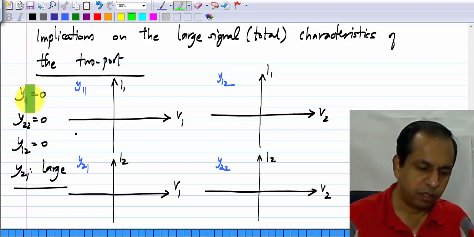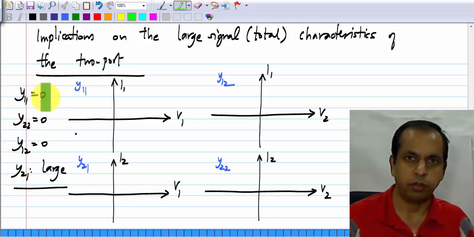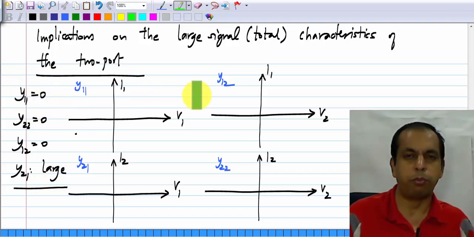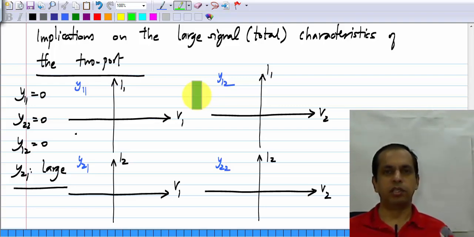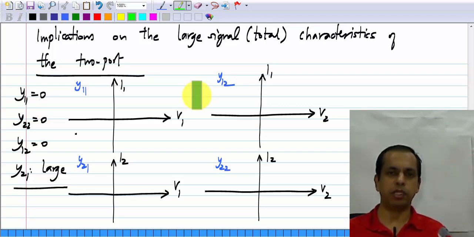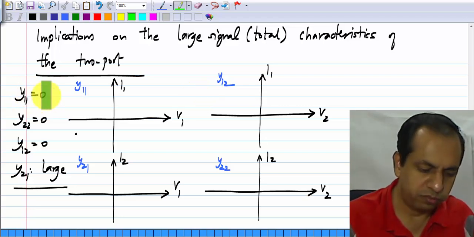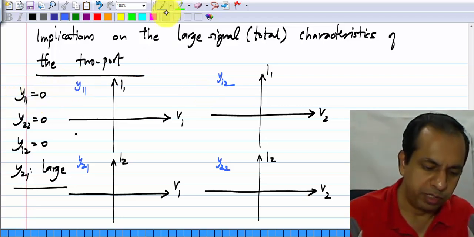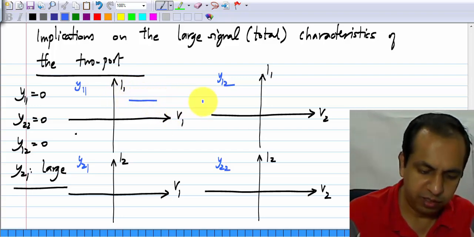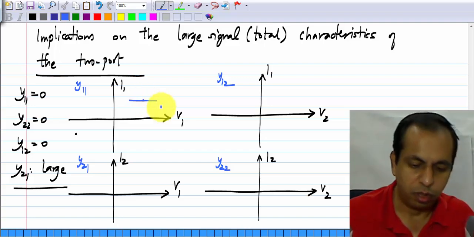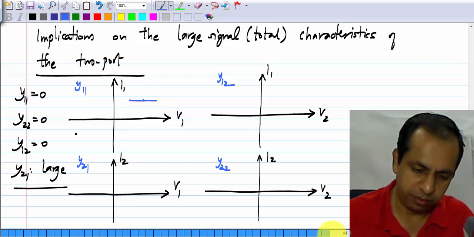Now, what does it mean to have y11 equals 0? By the way, these are only around some operating point. You have to choose the operating point correctly, okay, because the total characteristics of the nonlinear device can be anything. It's around some operating point that we need to have these constraints. So, what does it mean to have y11 equal to 0? It means that these characteristics I1 versus V1 are flat around some operating point.